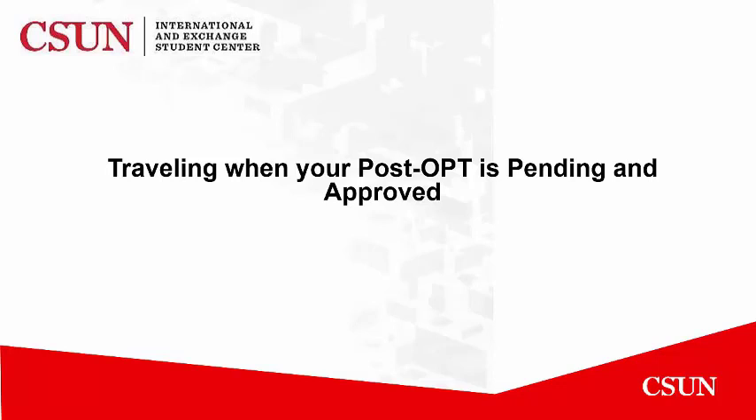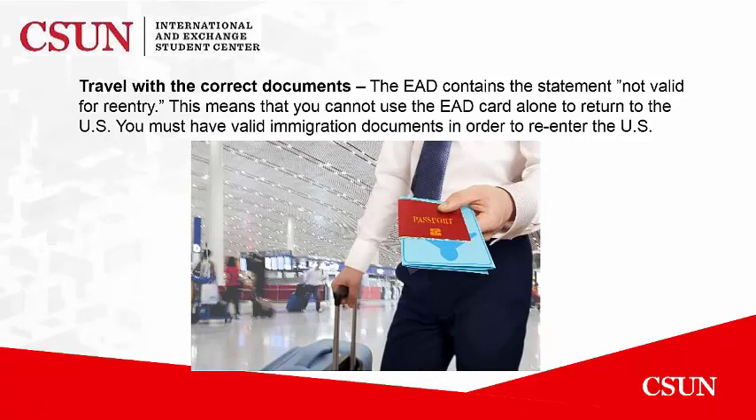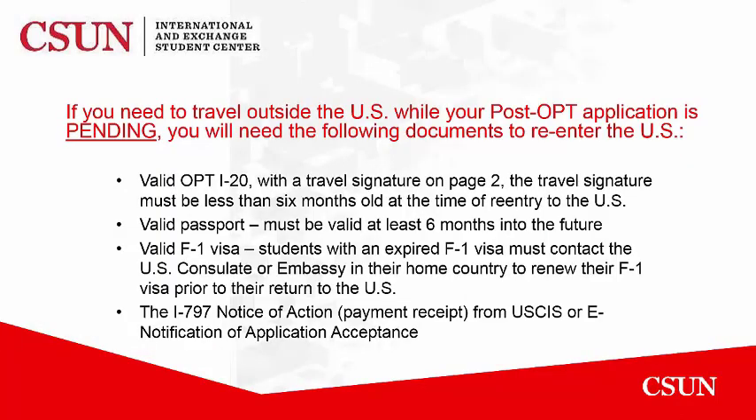Traveling when your post-OPT is pending and approved. Be sure to travel with the correct documents. The EAD contains the statement, "Not valid for re-entry." This means that you cannot use the EAD card alone to return to the United States. You must have valid immigration documents in order to re-enter the United States. If you need to travel outside the United States while your post-OPT application is pending, you will need the following documents to re-enter the United States.